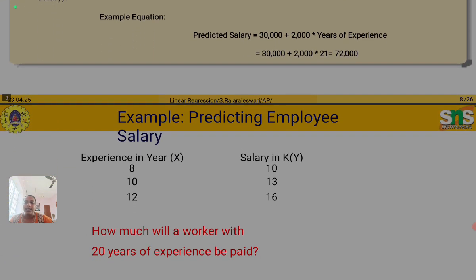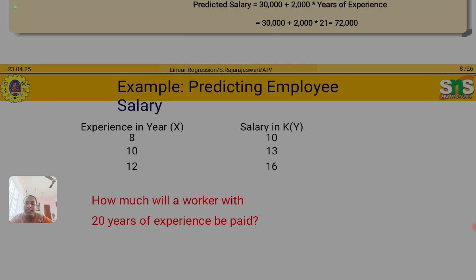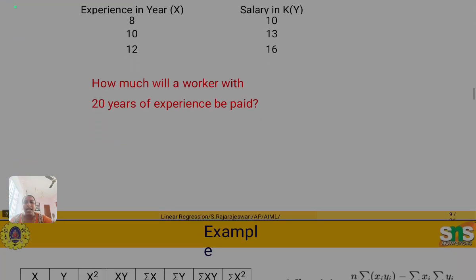The next thing is, the given data set is experience in years, that is X, and salary in K, that is Y. With 8 years of experience we have a 10k salary, with 10 years of experience we have a 13k salary, and with 12 years of experience we have a 16k salary. Then how much will a worker with 20 years of experience be paid? This we have to find by using the line equation.